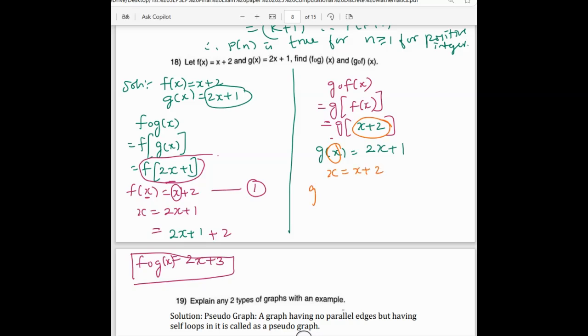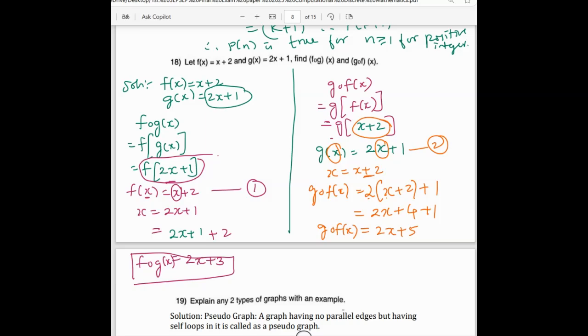So now in g, that is GOF of x, f of x, we have to write this formula in place of x, that is equation 2. Substitute x value in equation 2. So we'll get 2, in place of x we'll get x plus 2, plus 1. Multiply this: 2 into x is 2x, plus 2 twos are 4, plus 1. So it will become 2x plus 5. So this is GOF of x.